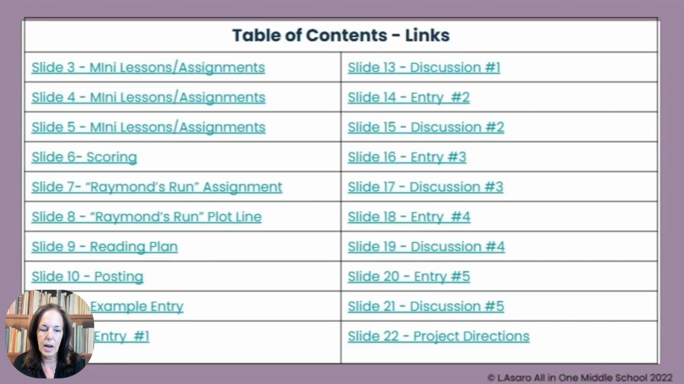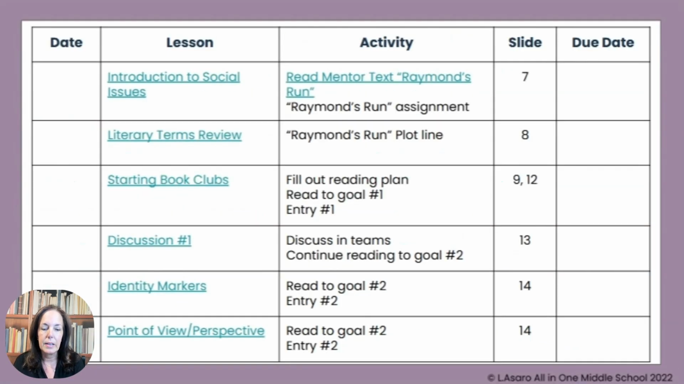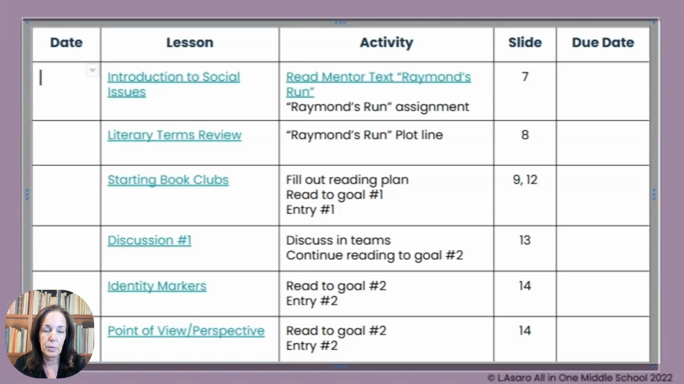Here's your table of contents with all the links, but this is what the kids are really going to follow along with. They'll get the lesson name, the activity, they'll know exactly what they need to do, the slide number to go to, and the due date. Now, as far as dates, this would be the date that you teach it and the due date. You can do this as you go along, or you can do it at the beginning of the unit. It's up to you, or you could just delete the column if that feels too overwhelming because that is editable.